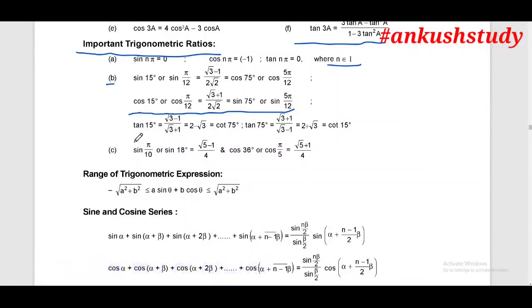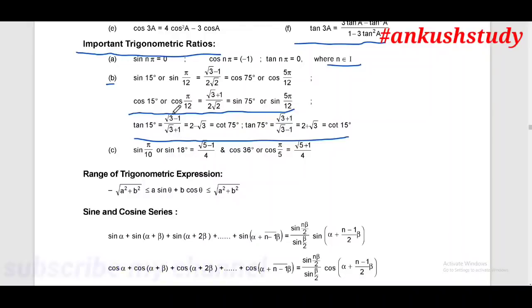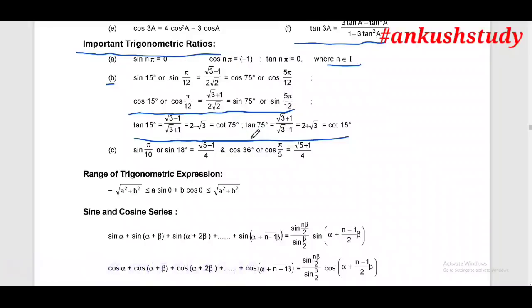And now for this, as it is saved, you have to put tan. So now you will get tan 15 degree equals (root 3 minus 1) upon (root 3 plus 1), which equals 2 minus root 3, which is equal to cot 75. And the second one is tan 75 equals (root 3 plus 1) upon (root 3 minus 1), which is equal to 2 plus root 3, which is equal to cot 15.